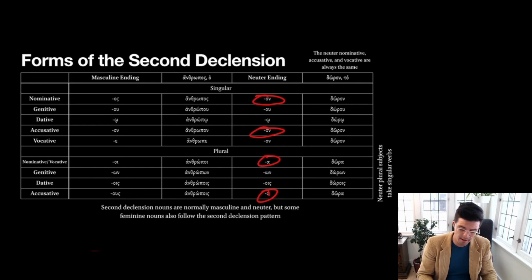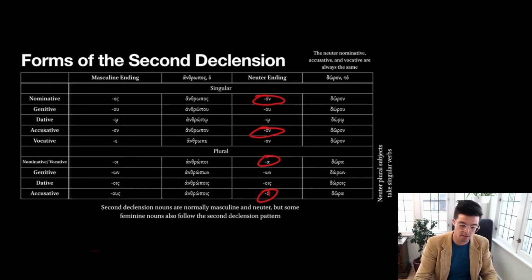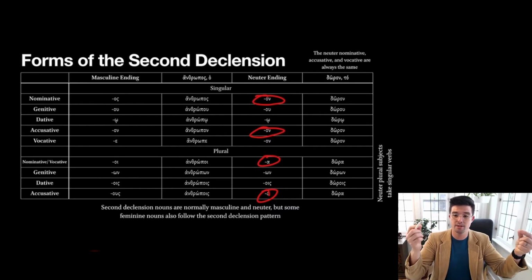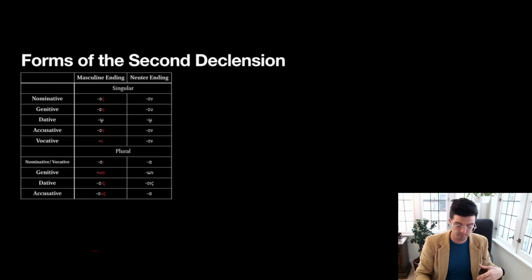And then the other one is that second declension nouns are normally masculine and neuter, but some feminine nouns are also of the second declension pattern. So you'll see some nouns follow this pattern that are not actually masculine or neuter, but they are feminine. And that's going to be more important when we come to first and third declension nouns later on in the semester. But once again, calling it to your attention now so that when we come to it, you can think, oh yes, I remembered that, and it will have been repeated information for you.